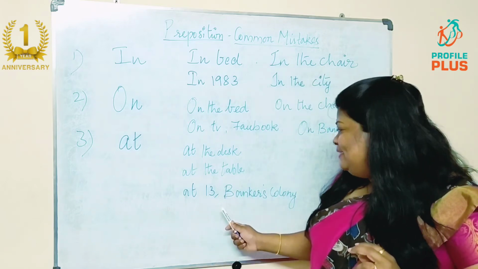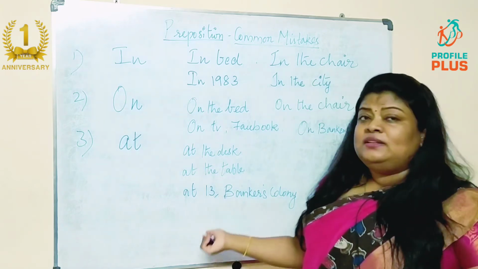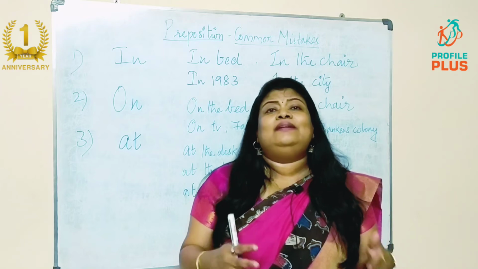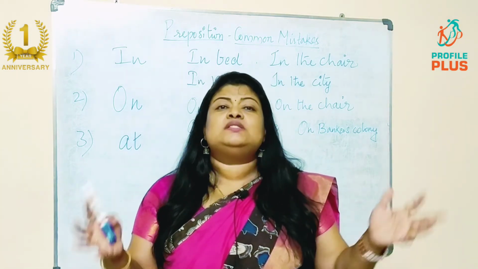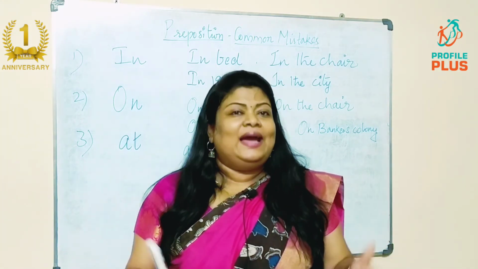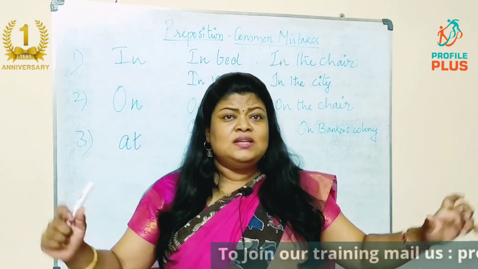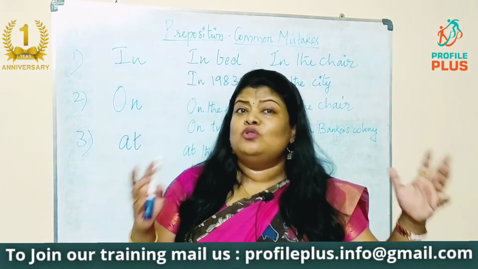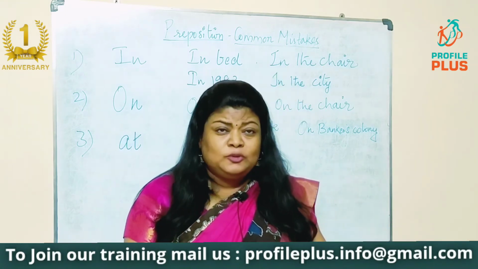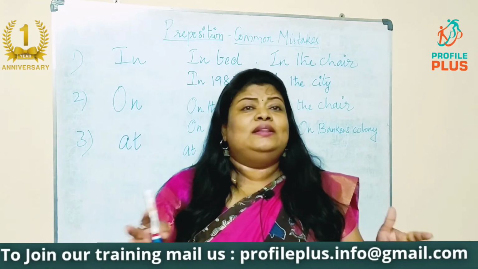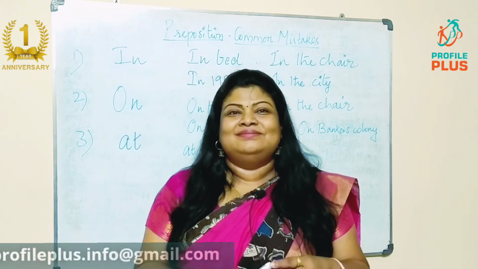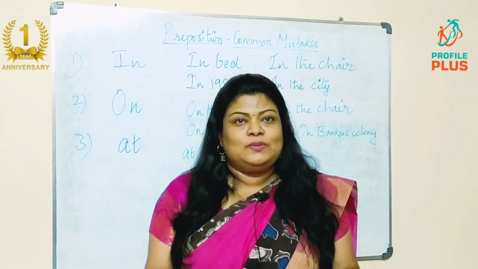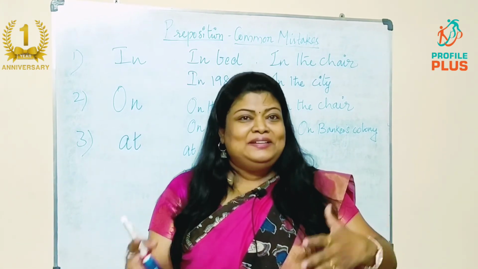The next one here is at the bankers. Yeah, this I explained already. At number 13, Bankers Colony means more specific about the address. So you know the full address, then you just use the preposition at here. And if you're not more specific, and you only talk about the colony where you live, then you say on. Okay, police quarters, on police quarters. Then you're not really very specific.